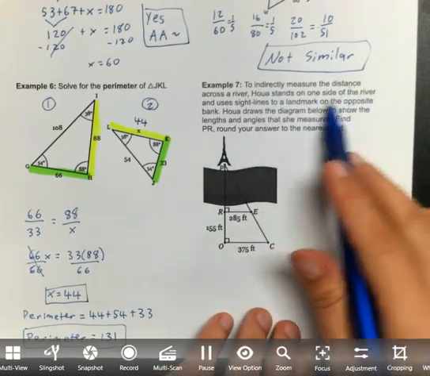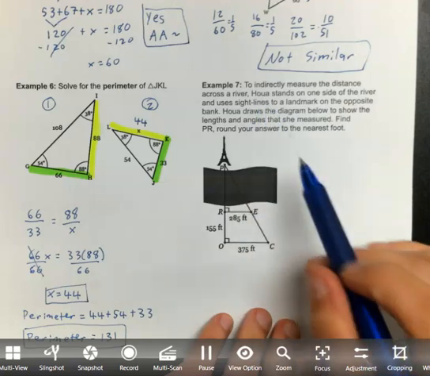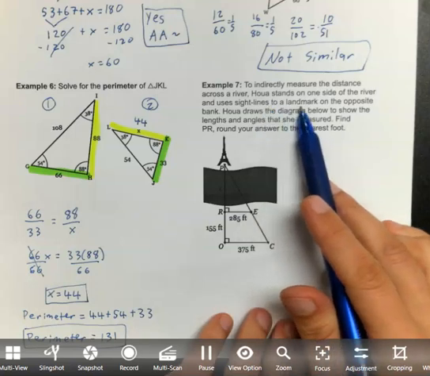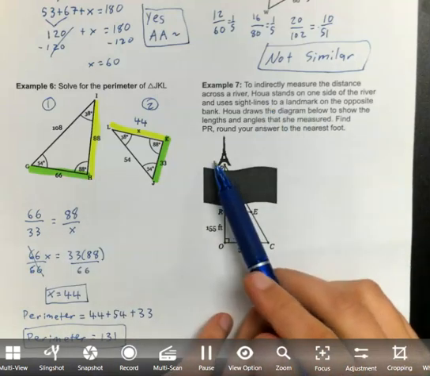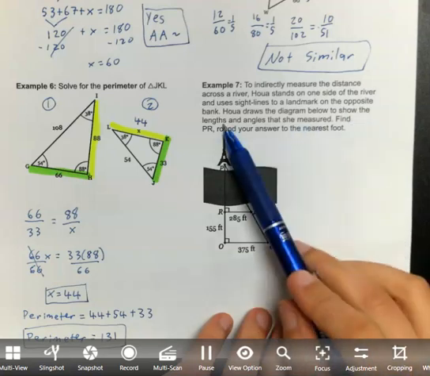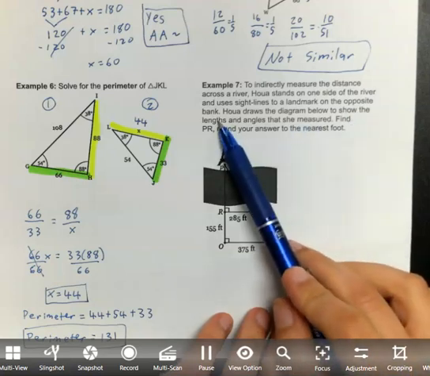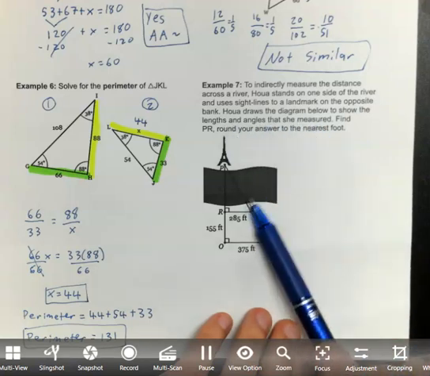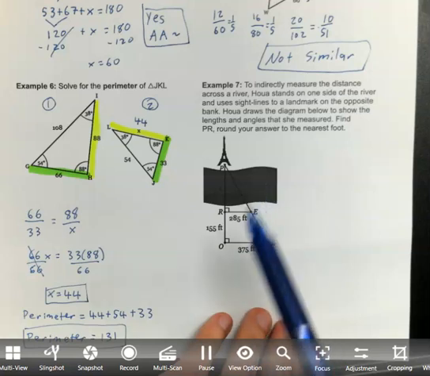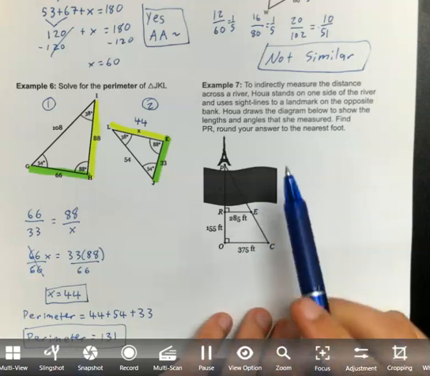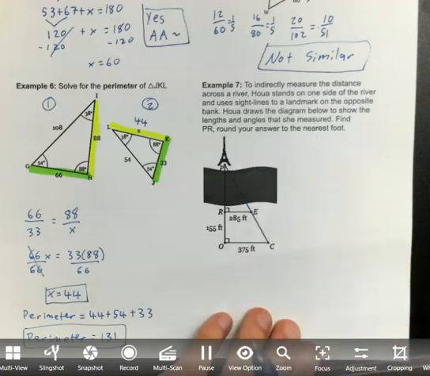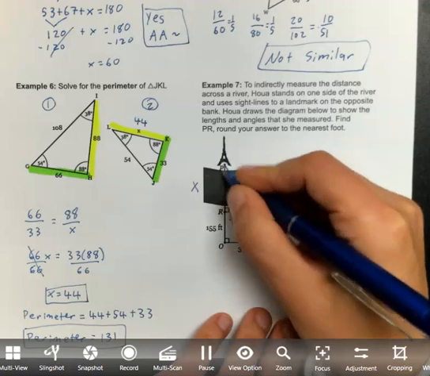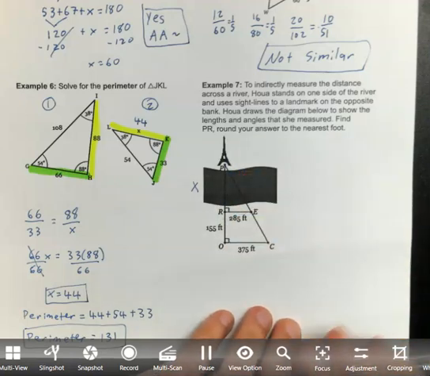All right, to indirectly measure the distance across the river, Hua stands on one side of the river and uses sight lines to a landmark on the opposite side, on the opposite bank. All right, so far they haven't told us anything important. Hua draws the diagram below to show the lengths and angles that she measured. Find PR. So PR, that means our X is this right here. This is our PR. Okay? Round to the nearest foot.